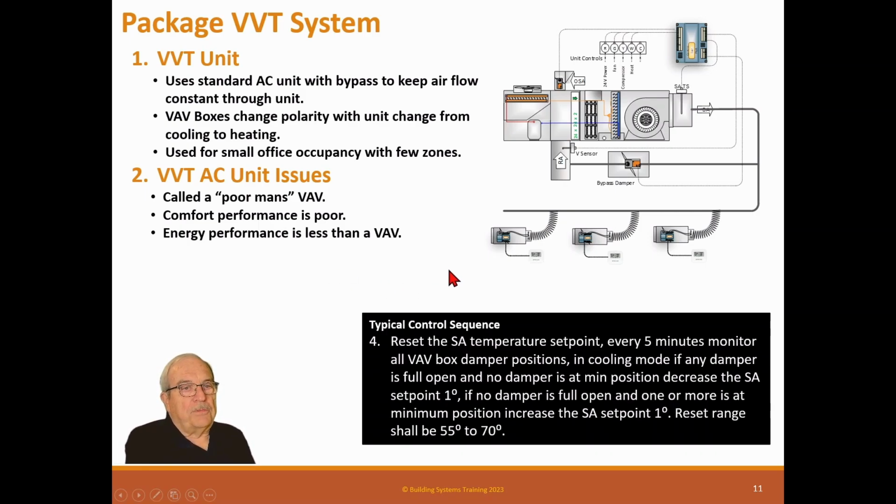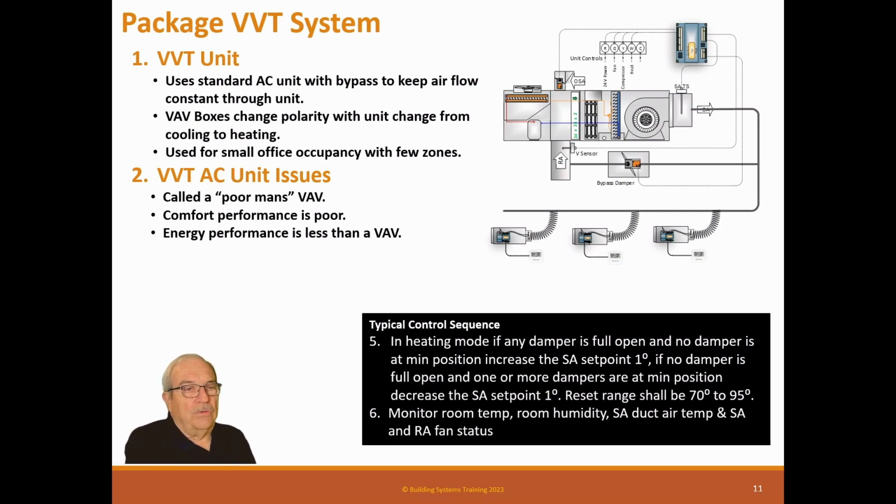Reset the supply air temperature set point every 5 minutes. Monitor all VAV box positions. In cooling mode, if any damper is full open and no damper is in the minimum position, decrease the supply air set point 1 degree. If no damper is full open and 1 or more is at the minimum position, increase the set point 1 degree. Reset range should be 55 to 70.